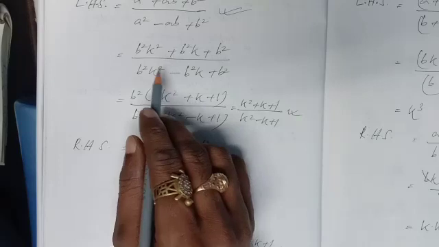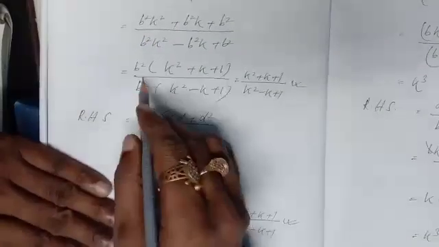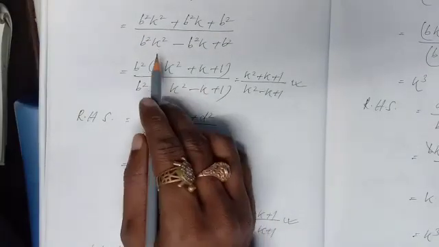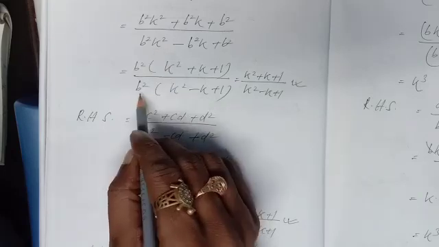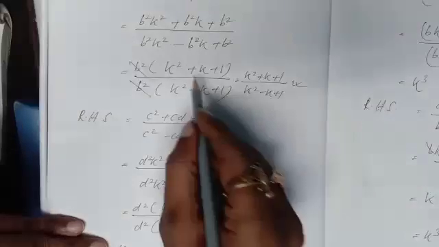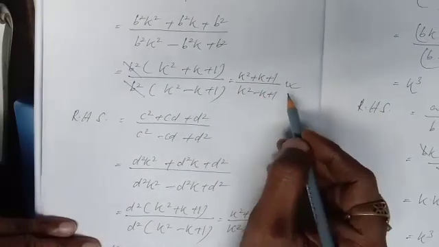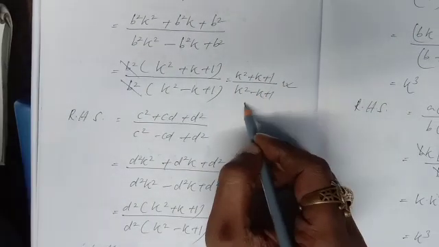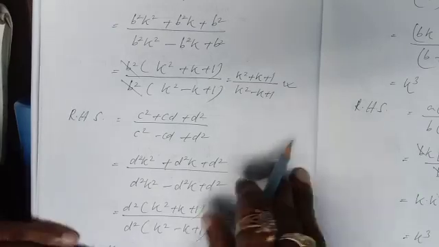Putting a equal to bk, what you are getting? And taking common b square, denominator also same thing, take b square common. Now b square cancels out. What is left? k square plus k plus 1 by k square minus k plus 1. This is your left hand side.